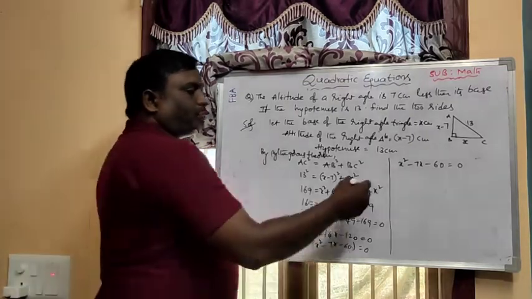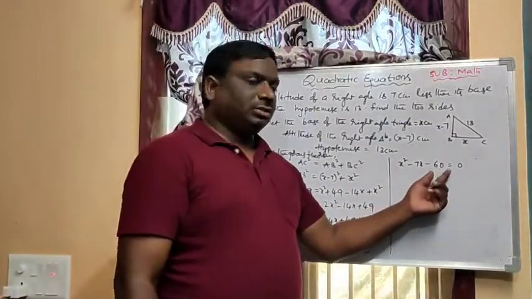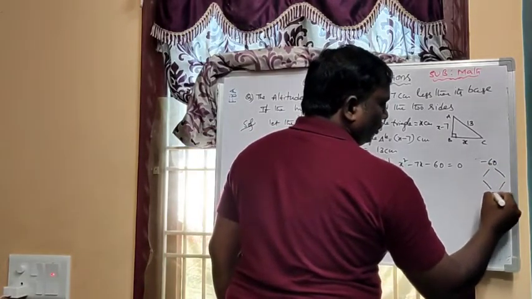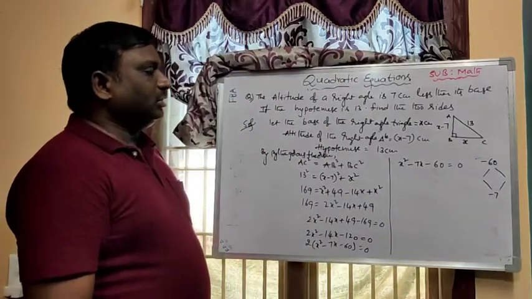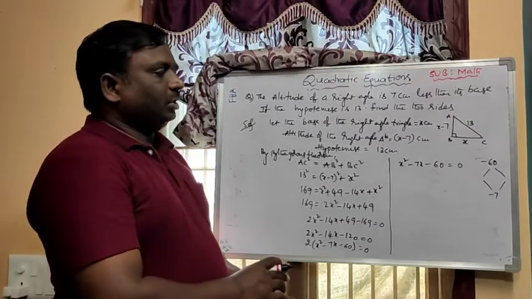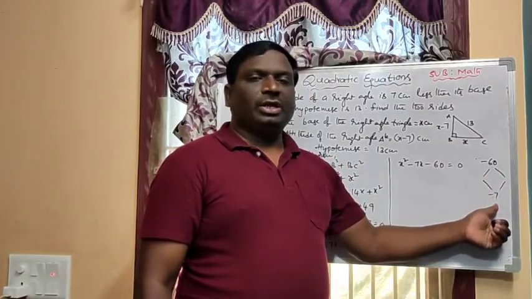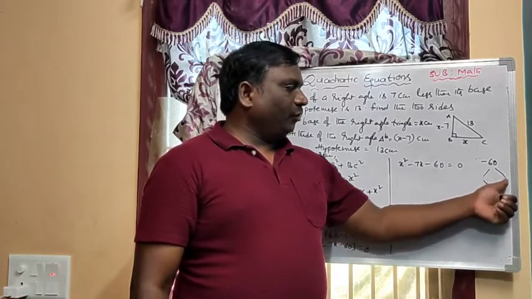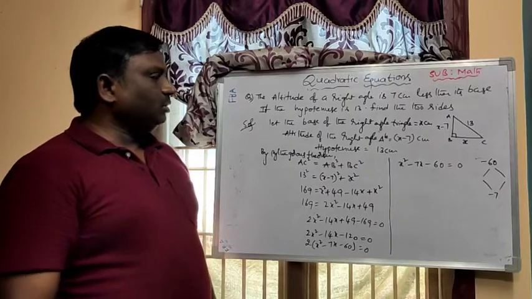Now we need to find the factors. For minus 60 and minus 7, what are the factors we have to take? 10 into 6, but if we add or subtract 10 and 6 we will not get 7. 15 into 4, that is 11, definitely we will not get 7 there either.